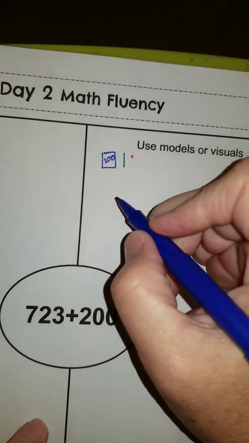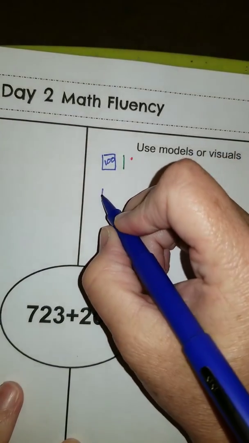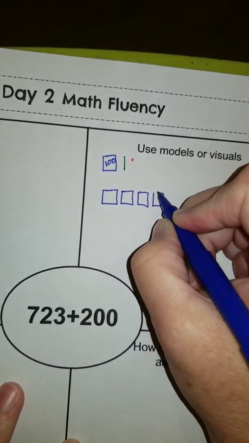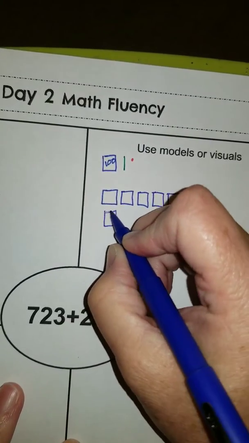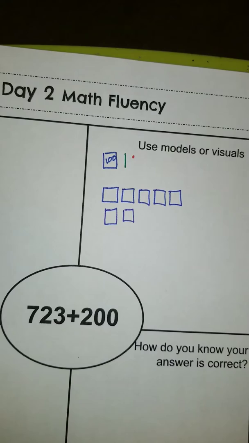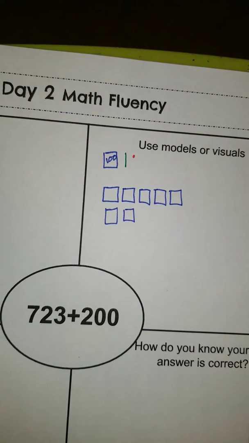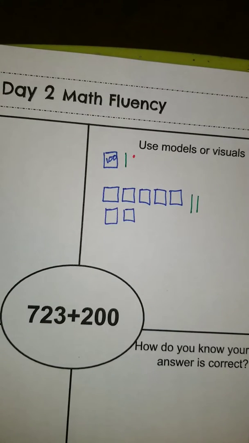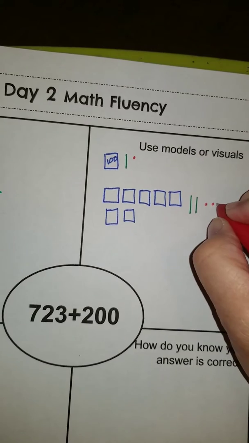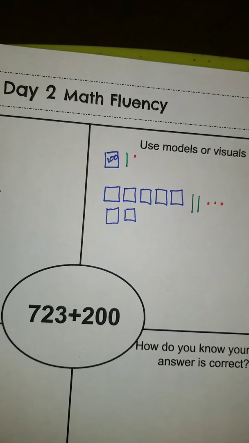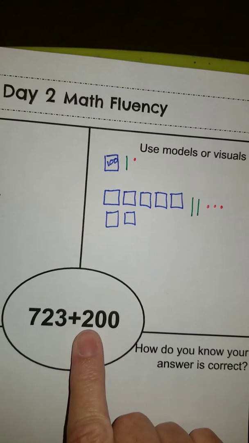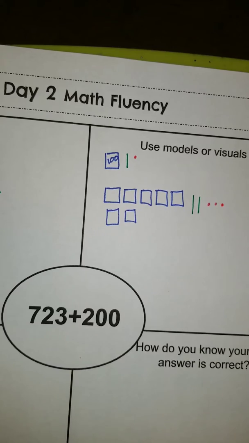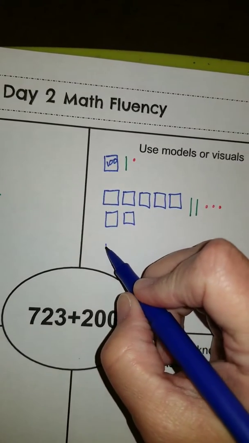I'm going to draw it out with hundreds, tens, and ones. 723 has 7 hundreds. It has 2 tens, and it has 3 ones. And what I want to add to that is 2 more hundreds. No more tens, no more ones, just 2 more hundreds. So I'm going to go ahead and add those here. 2 more hundreds.